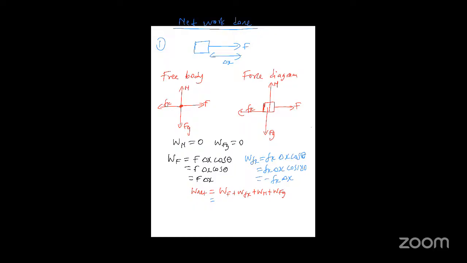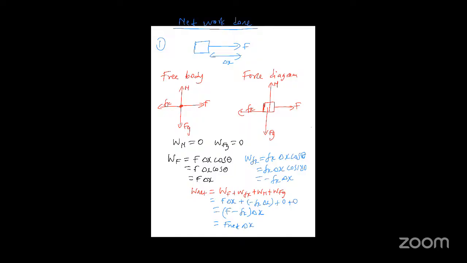Then you can come and substitute. Work done by F is F change in x. By Fk is negative Fk change in x plus 0 plus 0. If you take out change in x here, you're going to have F minus Fk times change in x. So this is the same as F net change in x, you see?